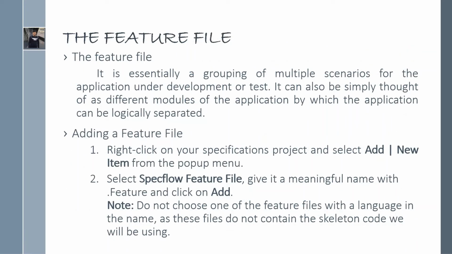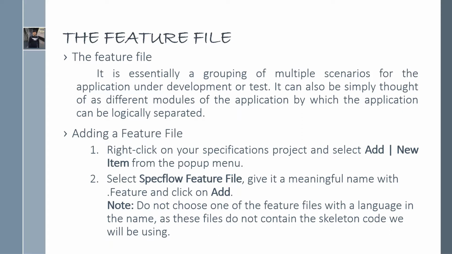The feature file. The feature file is essentially a grouping of multiple scenarios for the application under development and test. It can also be simply thought of as different modules of the application by which the application can be logically separated. How to add the feature file in our framework?